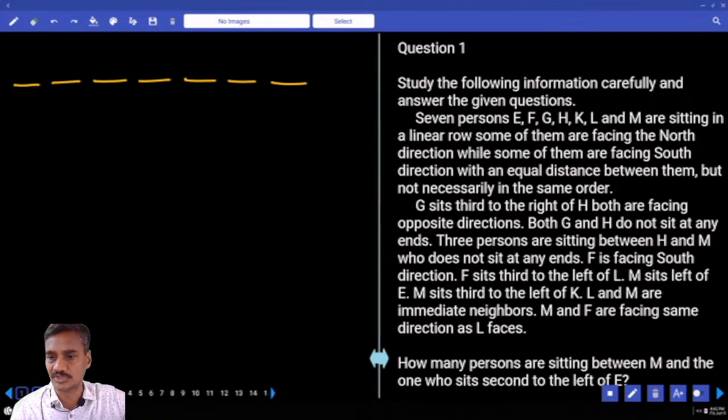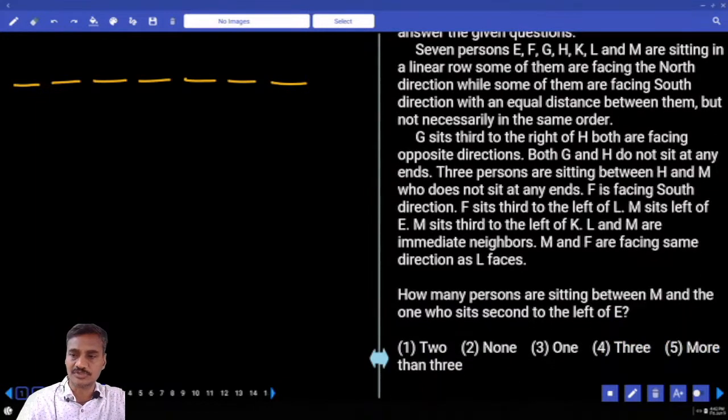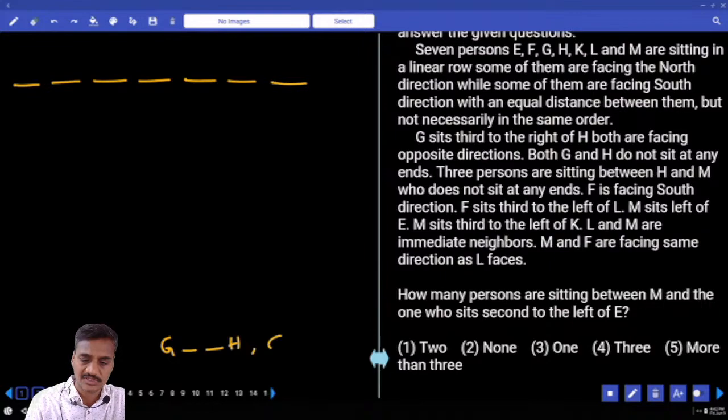Some north and some south is given, and G sits to the right of H, and both are facing opposite. Now G and H, how many persons are there? There are exactly 2 people, and G and H are in opposite directions. Both G and H do not sit at any ends of the row, and 3 persons between H and M. M also does not sit at any ends of the row.